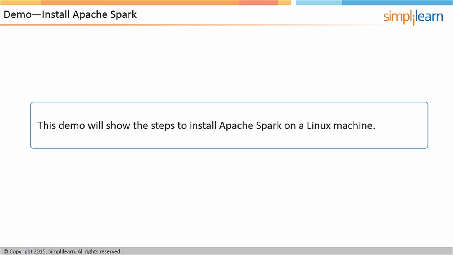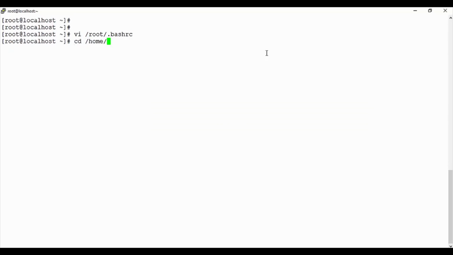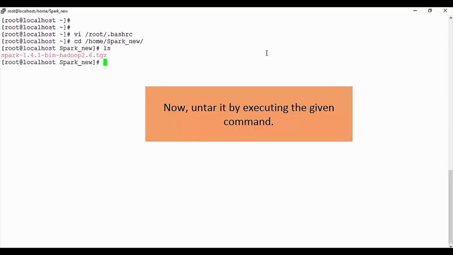This demo will show the steps to install Apache Spark on a Linux machine. In this demo, you'll learn to install Apache Spark on a Linux machine. As the first step, download the latest Spark tar file. Once the Spark binary is downloaded, move the TGZ file to the home directory. Now untar it by executing the given command.